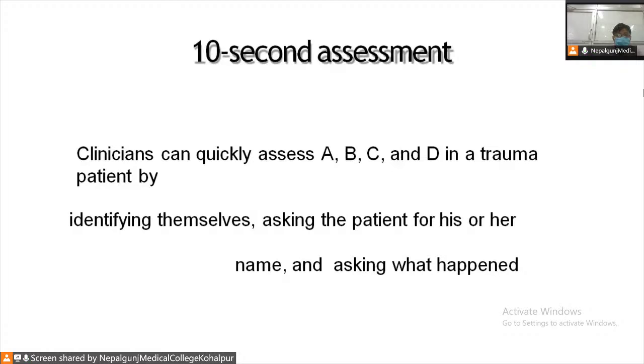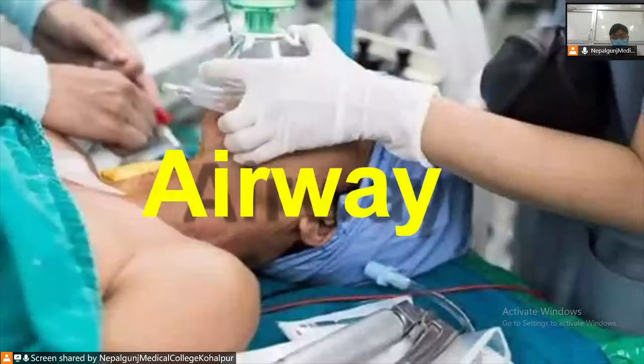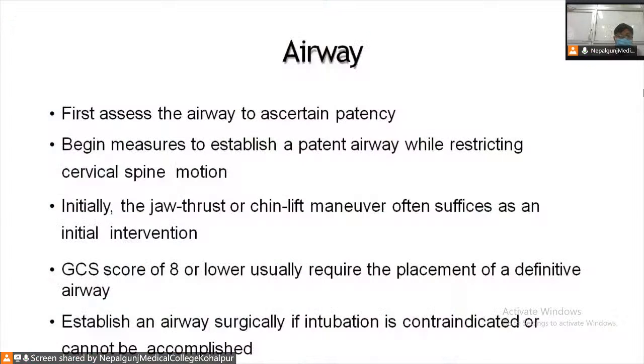Now, a 10-second assessment that we can do is ABCD in trauma, by having the patient identify themselves, that is Glasgow coma scale, asking the patient for his or her name and asking what happened. This states the patient's mental status that we can know for disability management. Here, the bag is being shown. There is jaw thrust and chin lift that we see to maintain the airway.